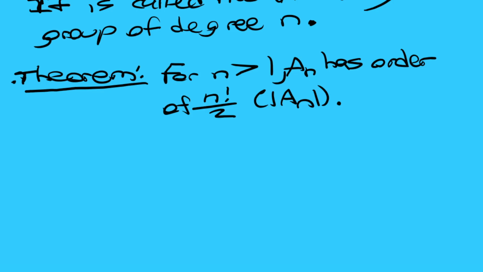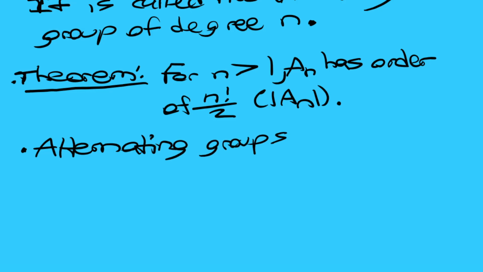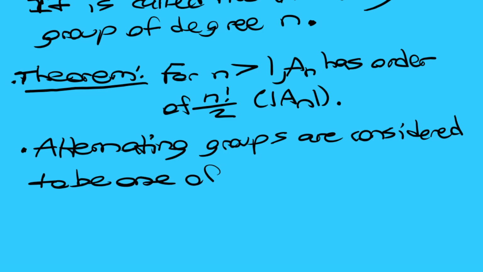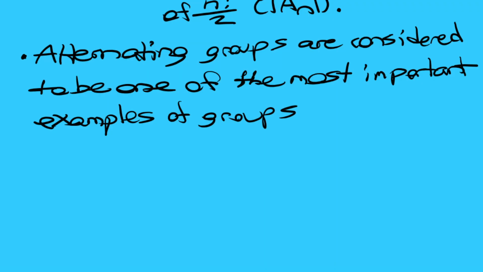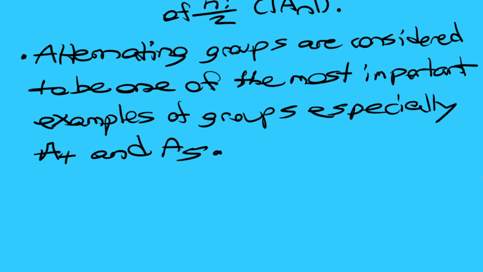So alternating groups are considered to be one of the most important examples of groups, especially A4 and A5. Okay, so that is it for all the theorems that we're going to look at.